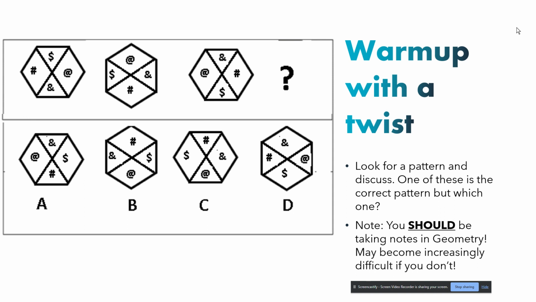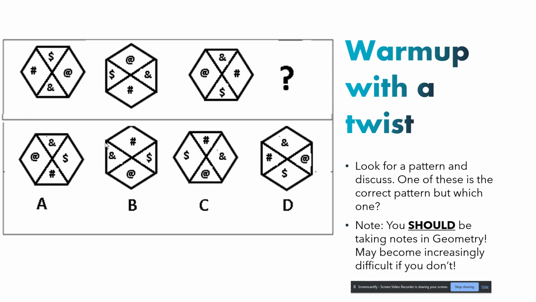All right. So here's the warm up. Look at the pattern up here. Which one is the next one? What goes here in this question mark? So you have A, B, C, or D. Go ahead and give it a pause, give it a shot, and try to figure that out.